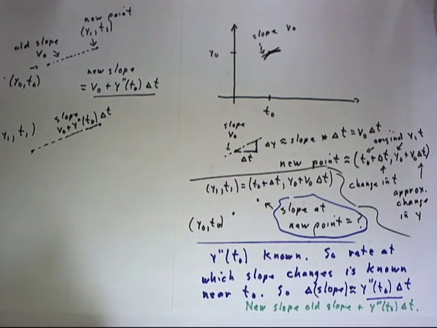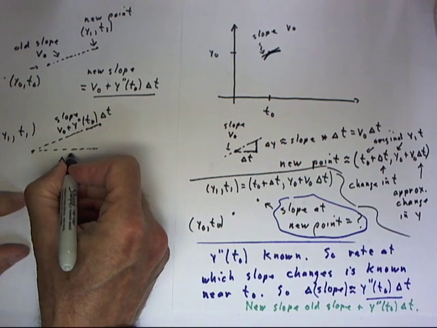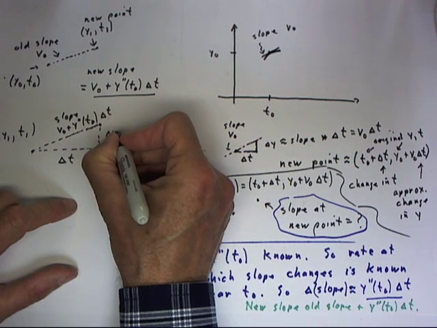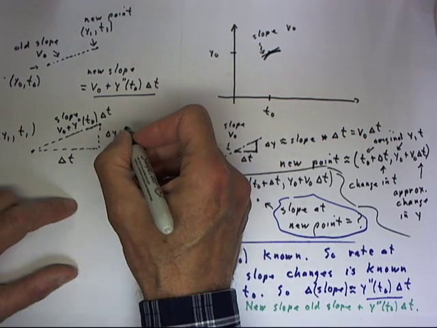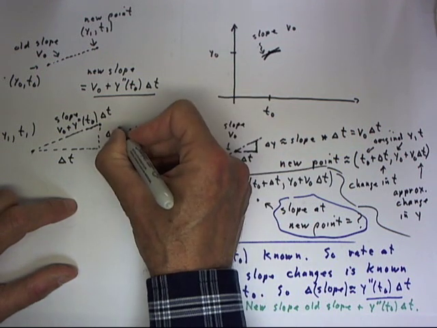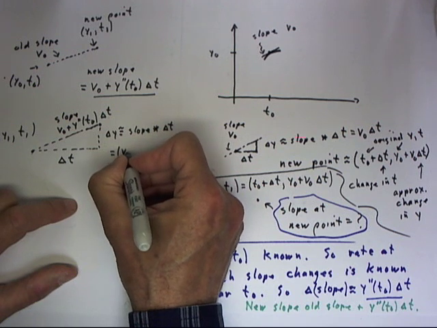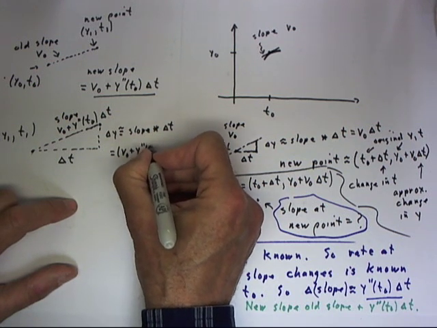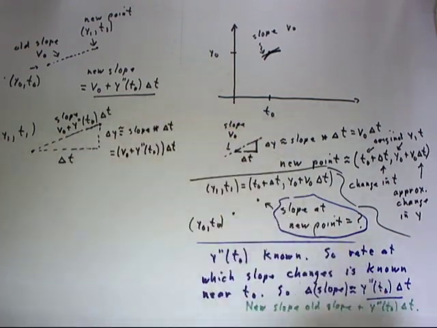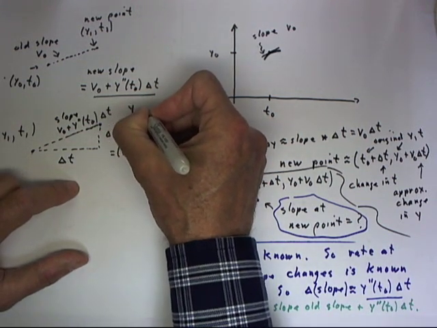We can now follow this slope for another delta t, and we can get another delta y, which is going to equal slope times delta t approximately, and that slope is going to be v naught plus y double prime of t naught, so that we're able to calculate the coordinates of a new point. That's going to give us a point which we'll call y2.